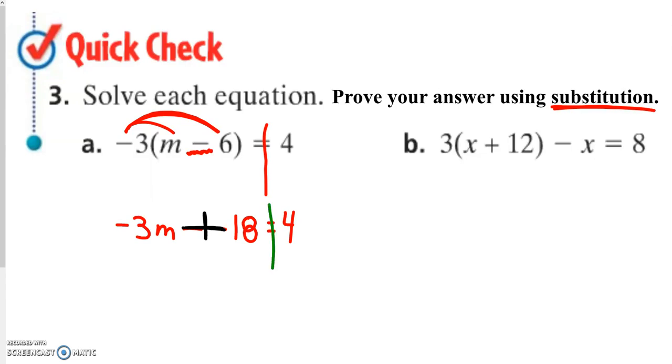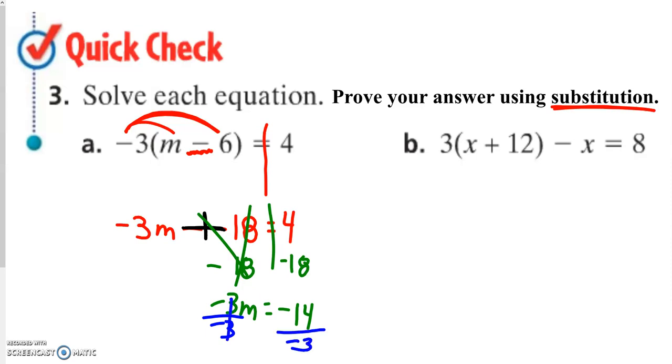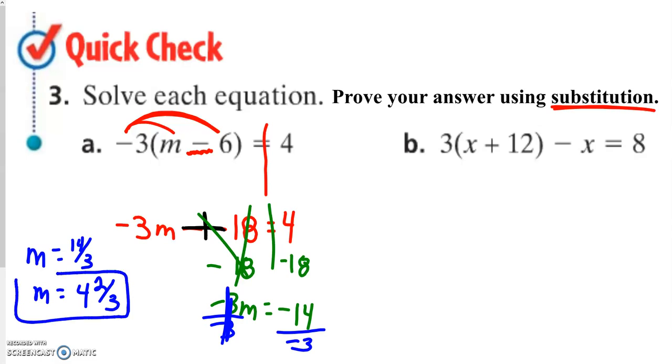So that might make it a little easier to understand. We distributed, now we're going to combine like terms. There are no like terms. Undo adding and subtracting. They added 18. I'm going to subtract 18 on both sides. 4 minus 18 is negative 14. Negative 3m on this side. Divide both sides by negative 3. Negative divided by a negative is a positive. So m equals positive 14 thirds. As a mixed number, that's 4 2/3.